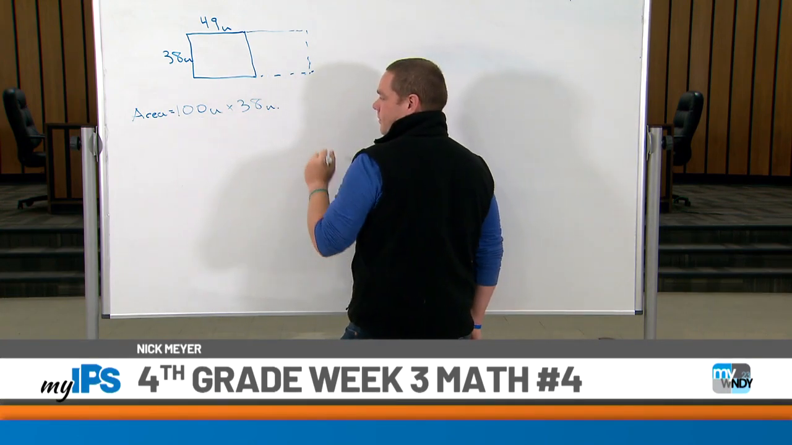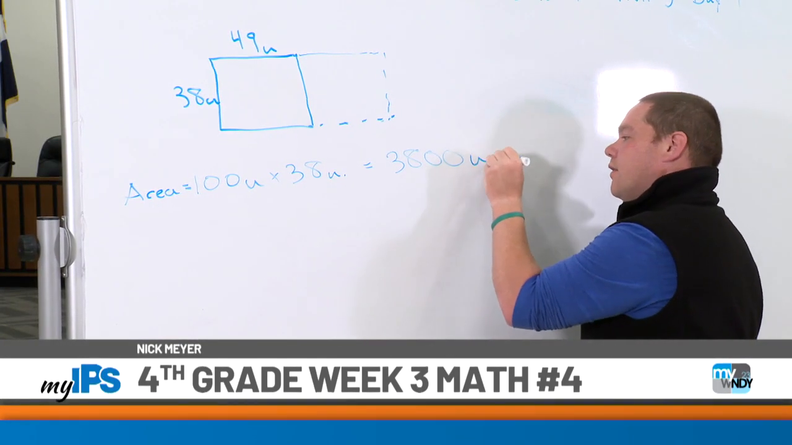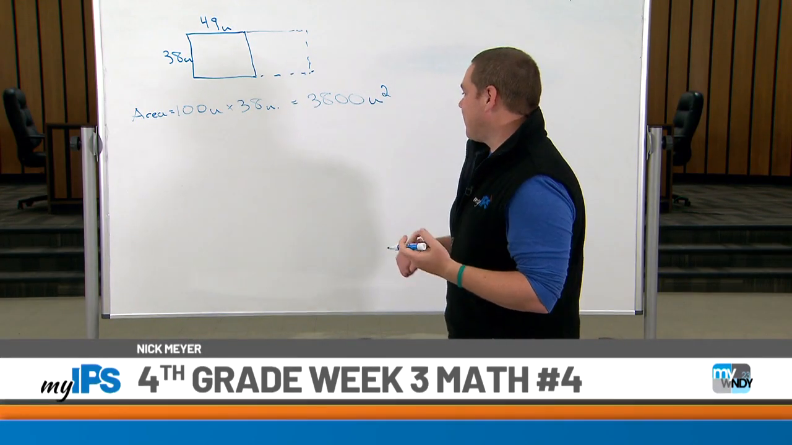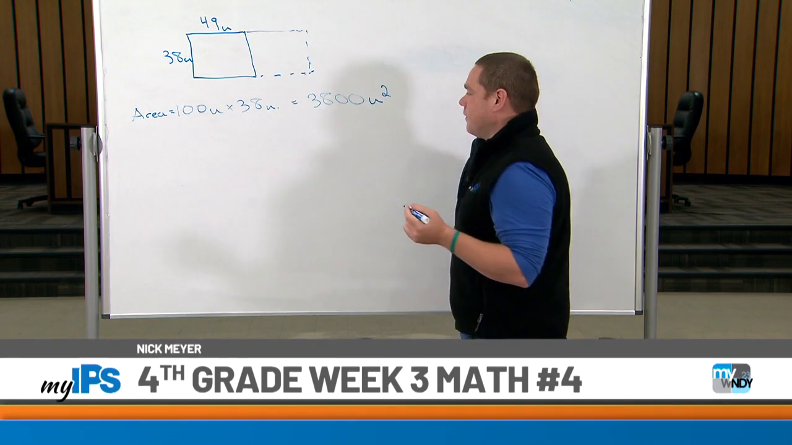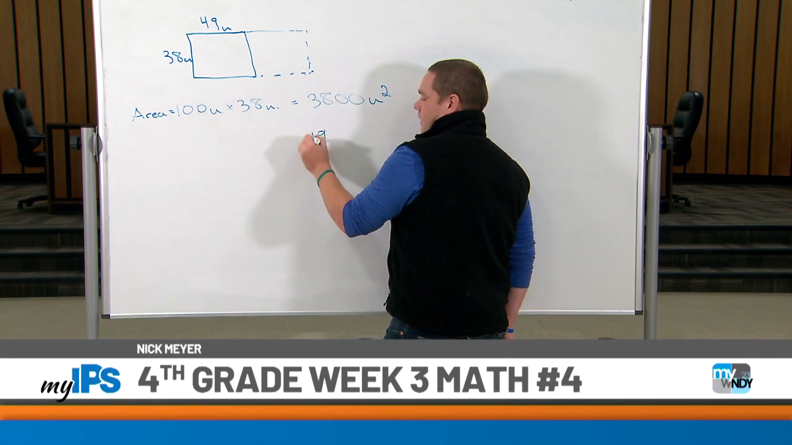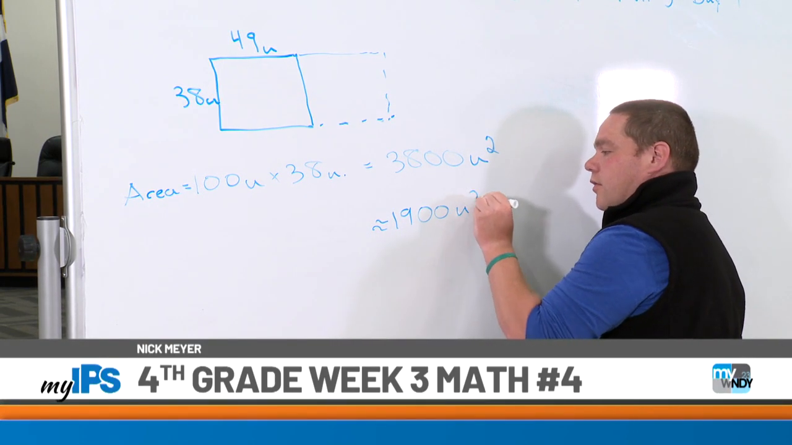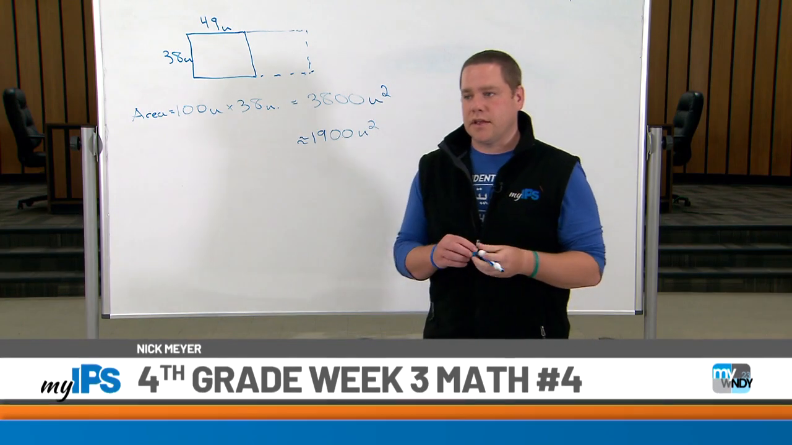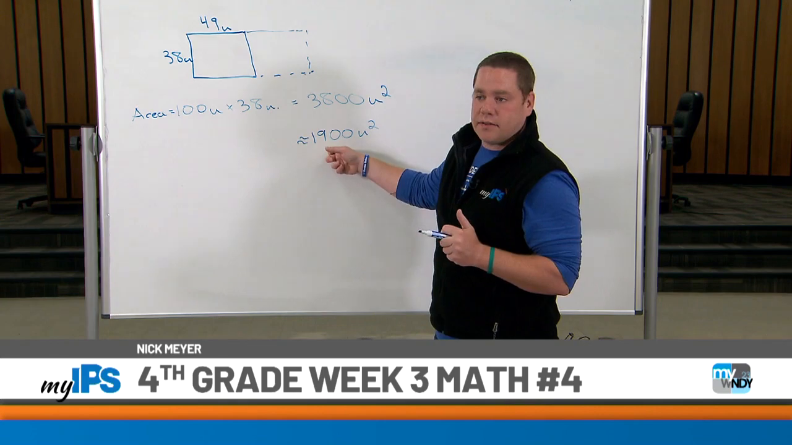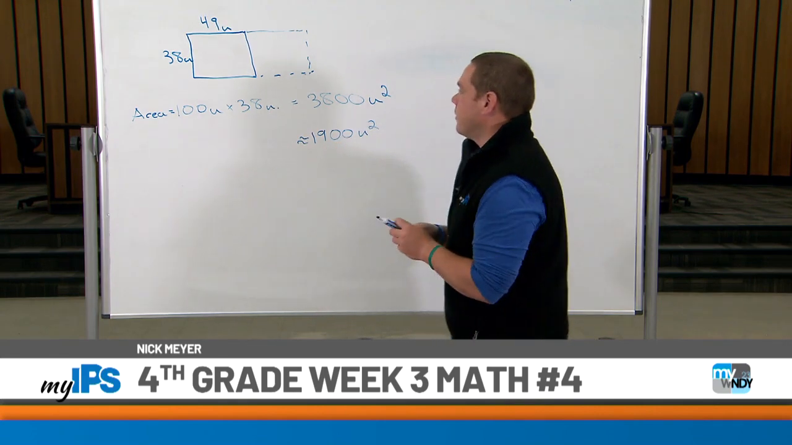38 hundreds, 100 square units, but I don't want all of that. I want a little less than half of that. So half of 38 hundreds. What do we think that is? That's about 1900 square units. So now as I actually try to solve this, I already have an estimate. My answer should be a little bit less than 1900 square units.